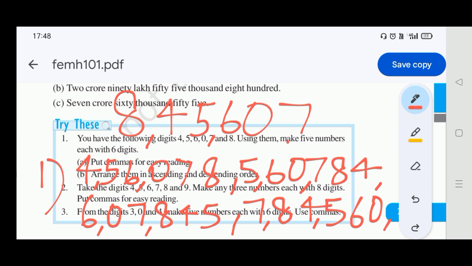So this is the ascending order. When we write from last to first, we get the descending order. The descending order is 8,45,607, 7,84,560, 6,07,845, 5,60,784, 4,56,078. This is the descending order.